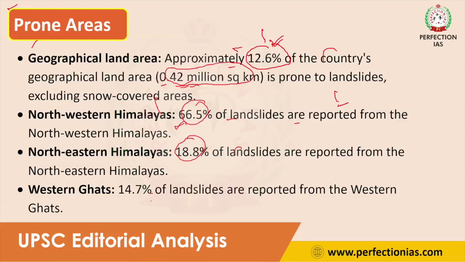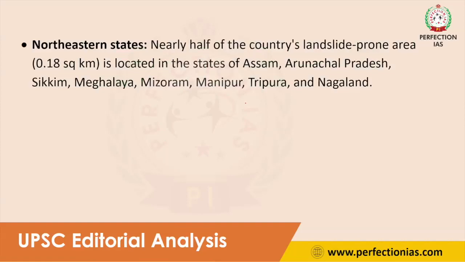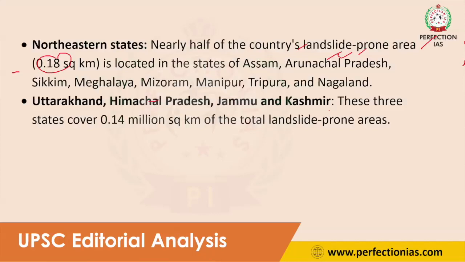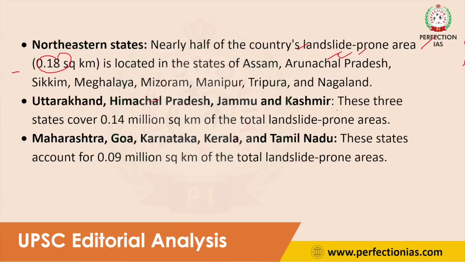Then Western Ghats. So Himalayas and Western Ghats, these two are the most frequent landslide occurring regions in India. Western Ghats account for 14% of the landslides. Apart from this, the northeastern region, including Assam, Arunachal Pradesh, Sikkim, Meghalaya, Mizoram, Tripura, Nagaland, is also prone to landslide. Uttarakhand, Himachal Pradesh, Jammu Kashmir, these three states cover 0.14 million square kilometer of the total landslide prone area. Goa, Karnataka, Tamil Nadu account for 0.09. So mostly Himalayas, northeast, Western Ghats are the major landslide prone areas in India.